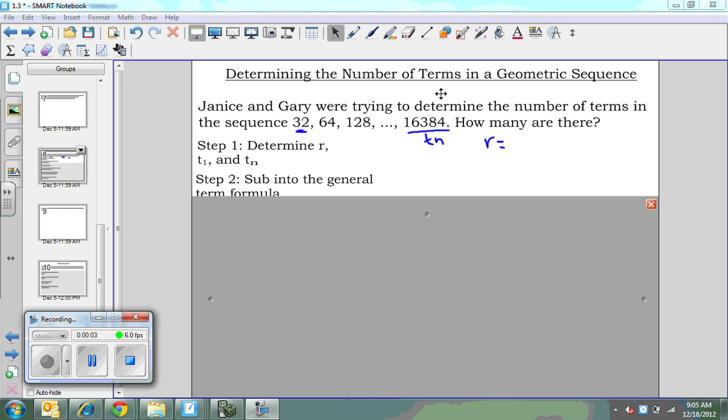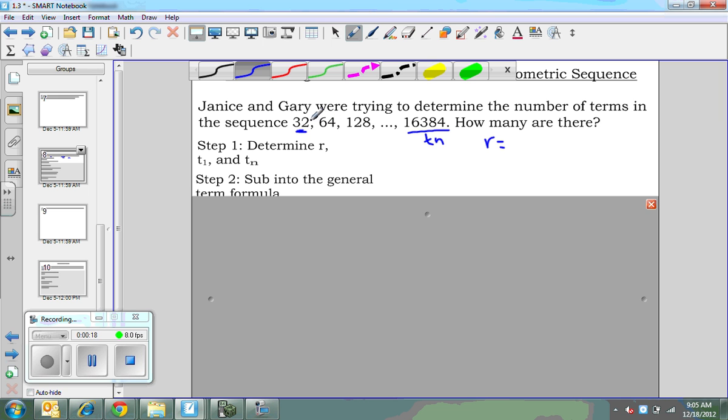Okay, so to find the total number of terms in a sequence, as long as we know the first term and the last term, and we have enough information to find the common ratio or the common difference, we can use the general term, the equation for the general term, to solve. So r in this case, 64 over 32, or 128 divided by 64, gives us a common ratio of 2.